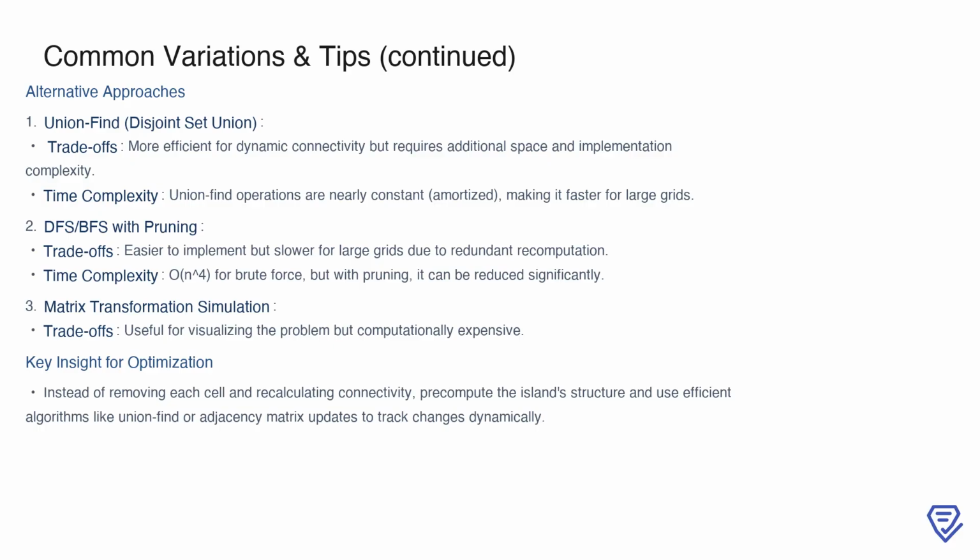The key to optimizing your solution is to avoid recalculating connectivity from scratch for every cell. Instead, pre-compute the island structure and use efficient algorithms like union find or adjacency matrix updates to dynamically track changes. This approach can save significant time and make your solution scalable for larger inputs.